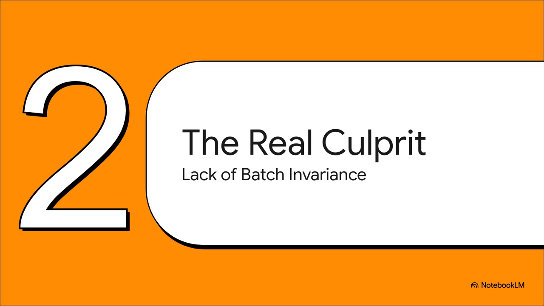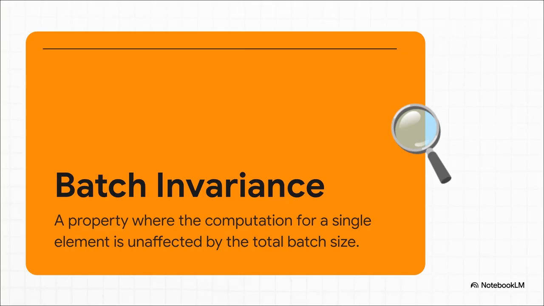And this brings us to the real culprit. It's a property, or really a lack of one, called batch invariance. Batch invariance is a pretty simple idea. In a perfect world, the math for your single request should be exactly the same, whether it's run by itself in a batch of 1, or if it's run alongside 31 other requests in a batch of 32. But as we're about to see, our highly optimized GPU kernels often break this fundamental assumption.